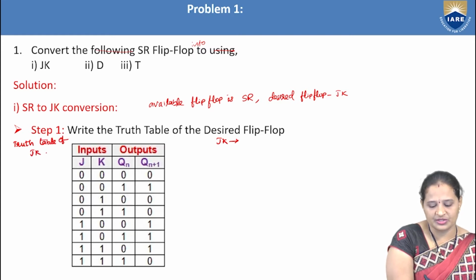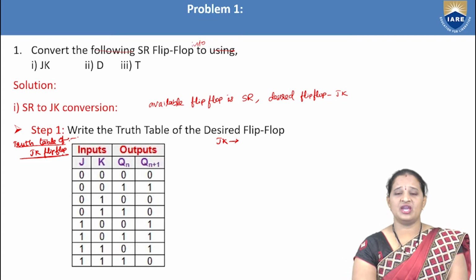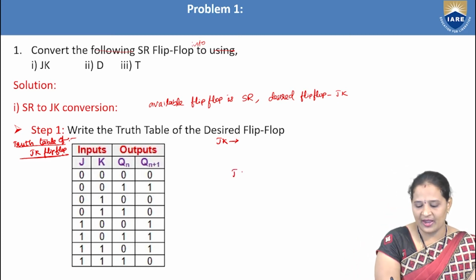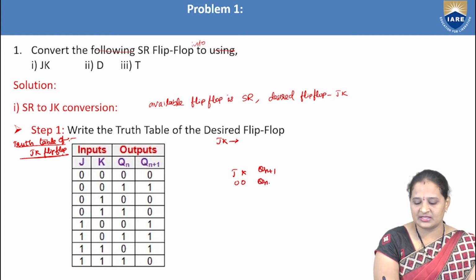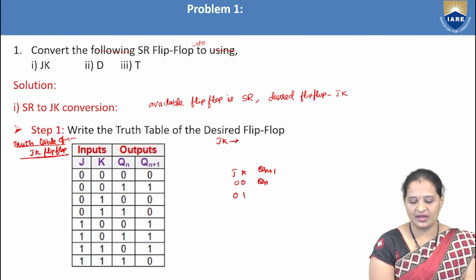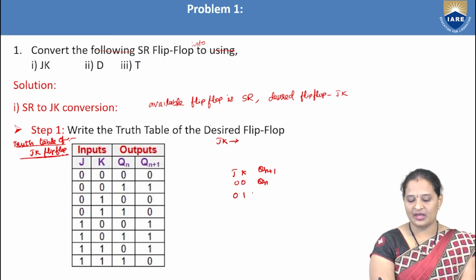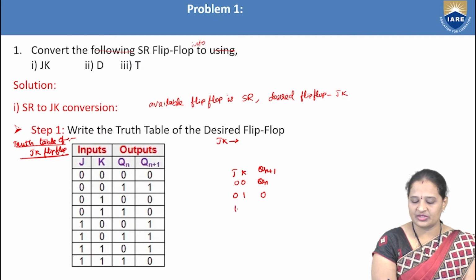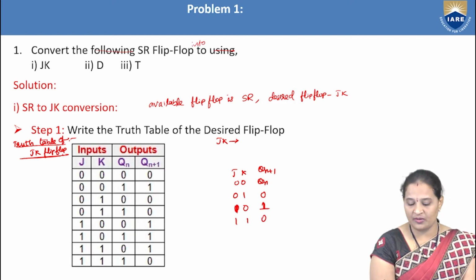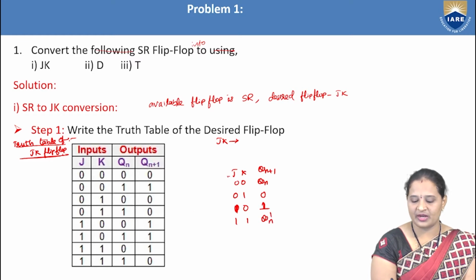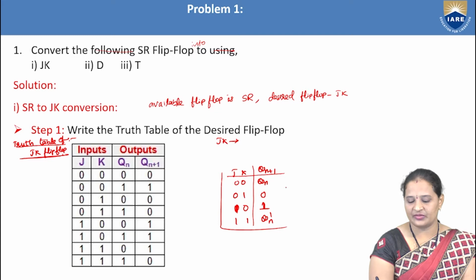Truth table of JK flip-flop. As you all know, in the truth table of the JK flip-flop, when J and K inputs are 0, 0, the next state is equal to the present state. When J is equal to 0 and K is equal to 1, it resets. When J is equal to 1 and K is equal to 0, it sets. And when J is equal to 1 and K is equal to 1, the next state is the complement of the present state. So this is the truth table.